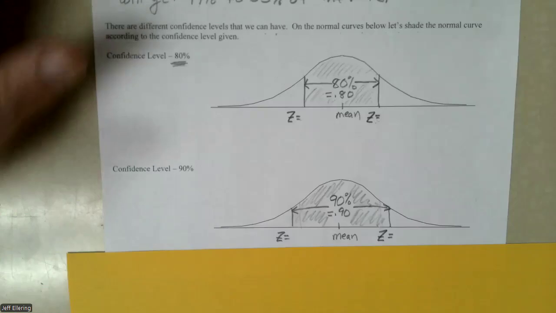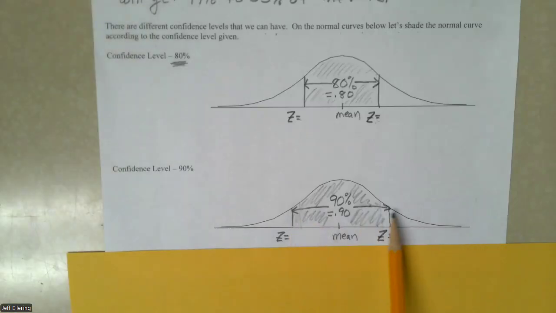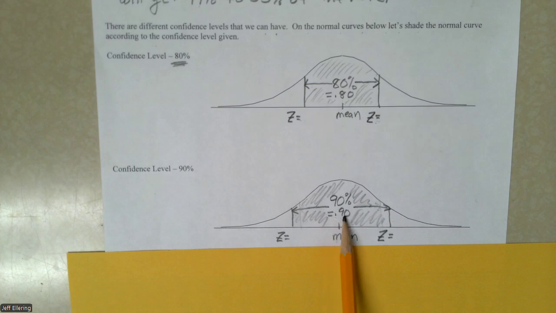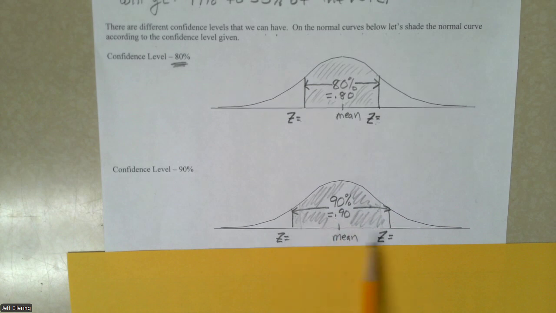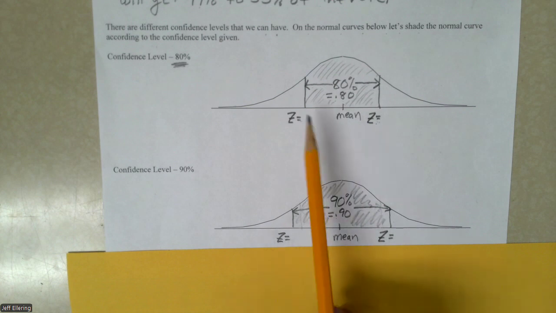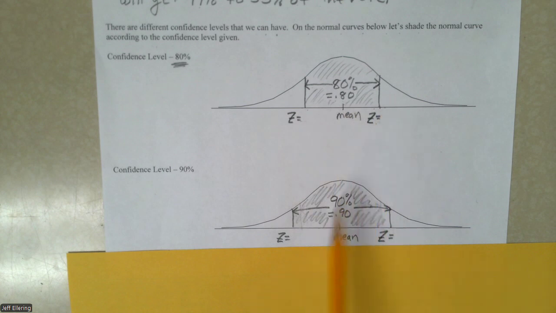90%. 90% is a little bit wider, and the decimal is 0.90. Again, the mean is in the middle, and then I'll fill in these z-scores in a little bit. So 80%, 90%.